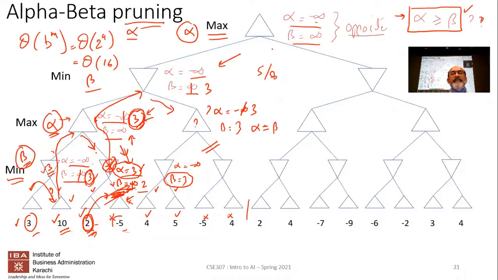Let's keep going. Just for practice, the rest of it can be fairly straightforward. What will happen now? We've pruned this portion. What are we going to do next? We're going to go upwards again.